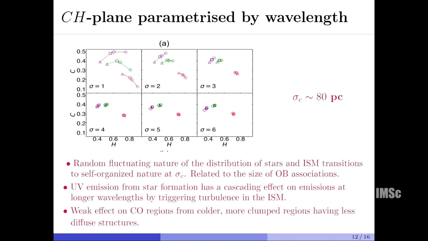And we think it is related to the size of OB associations. If my knowledge is correct, OB associations are some kinds of stars, and they are clustered at some scale. I think we can relate this to the way those stars are clustered.